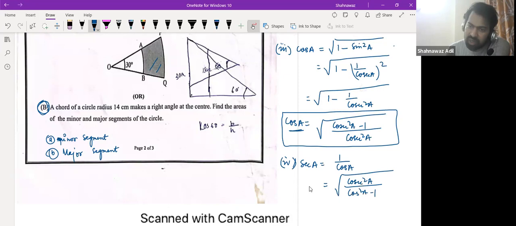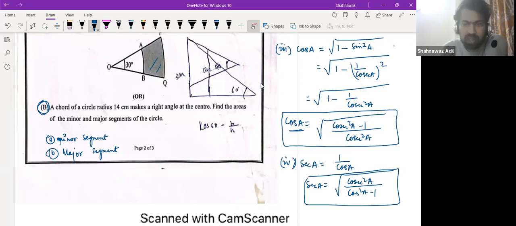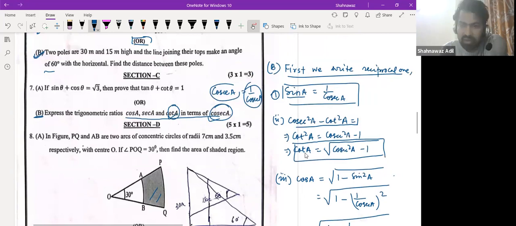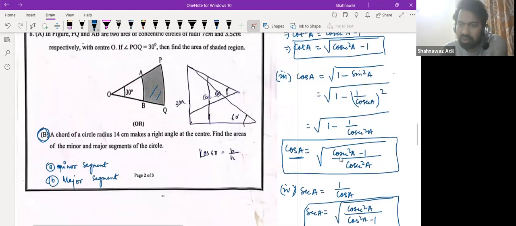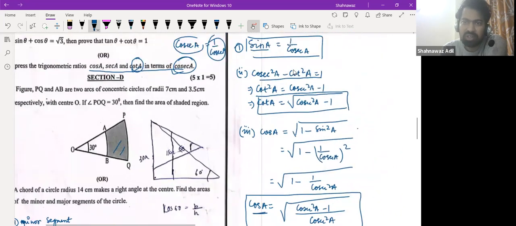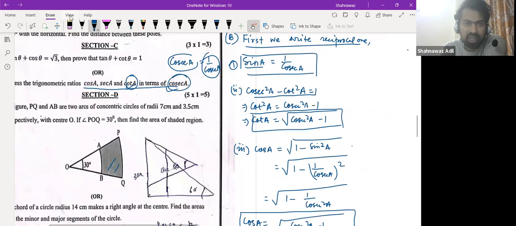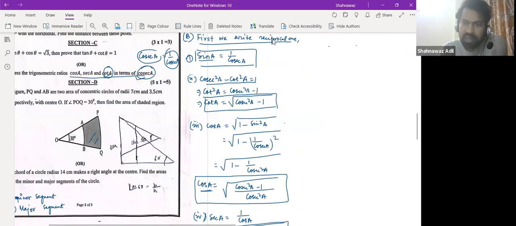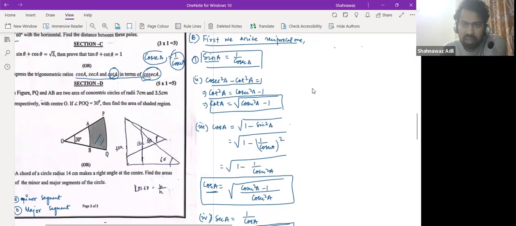So now you have written every other trigonometric ratio in terms of cosec, right? You have written cot A in terms of cosec A, cos A in terms of cosec A, and then sec A in terms of cosec A. And remember, we always write the reciprocal first, and then in the second step we write the identity. So even if they ask in terms of sine or cos or any other, we have to do the same thing.